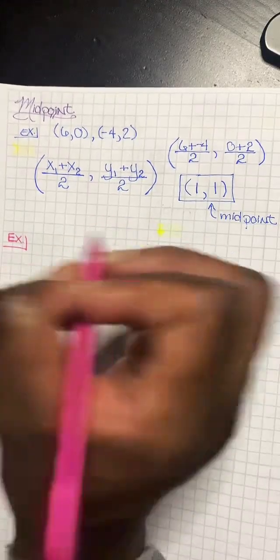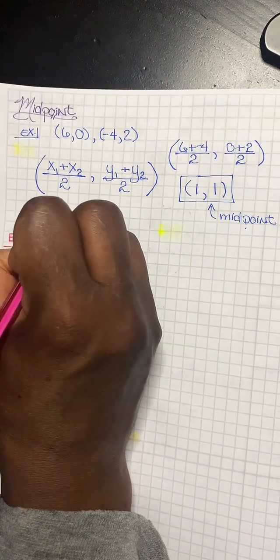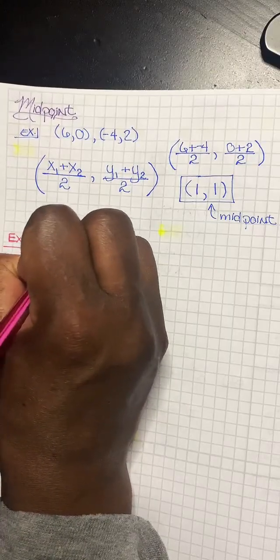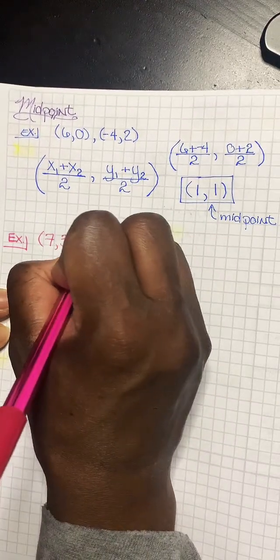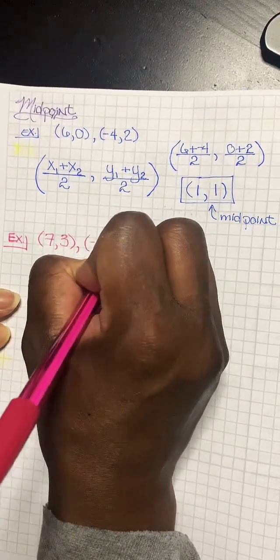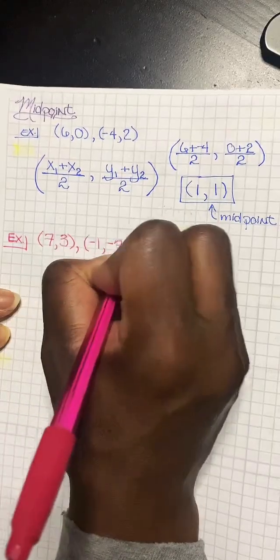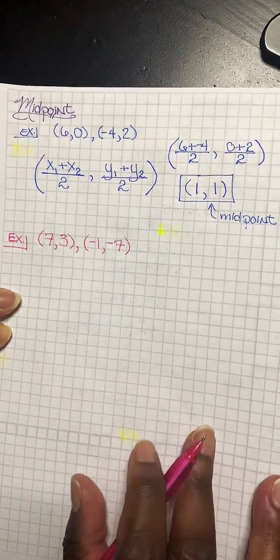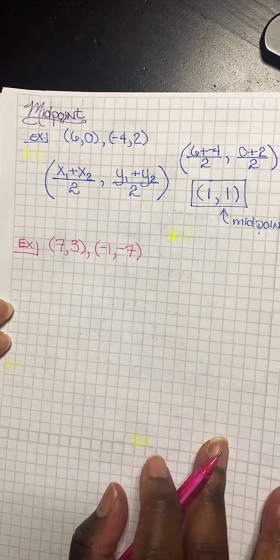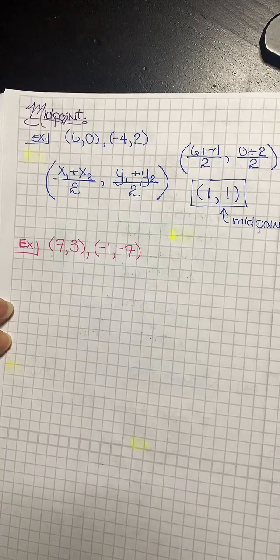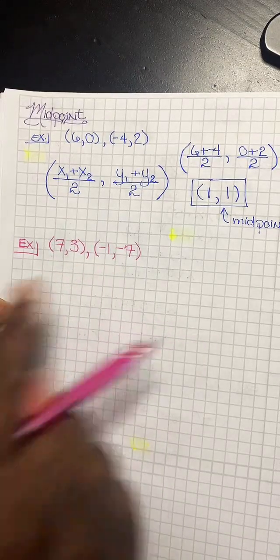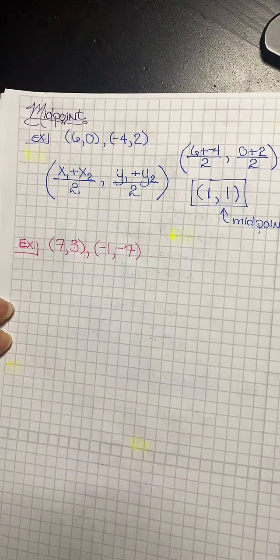So let's try 7, 3 and -1, -7. And we're just finding the midpoint. So the easiest way I can say it: add the x's, divide by 2. Add the y's, divide by 2. Treat it like it's an ordered pair, and you'll get your final answer.